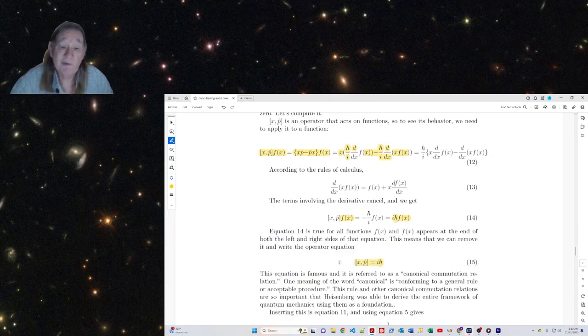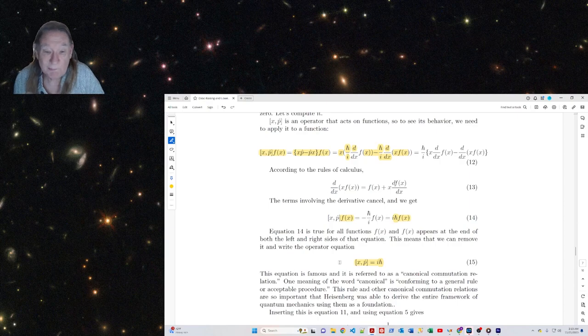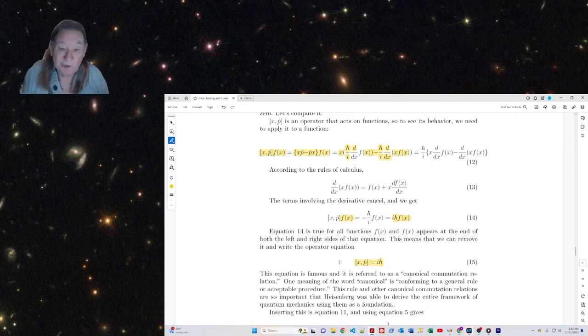So we've computed the commutator of position and momentum, x and p. It's a number. It's iħ. If you apply it to a function, it just multiplies that function by the square root of -1 and ħ, Planck's constant. So this equation is famous. It's called a canonical commutation relation.